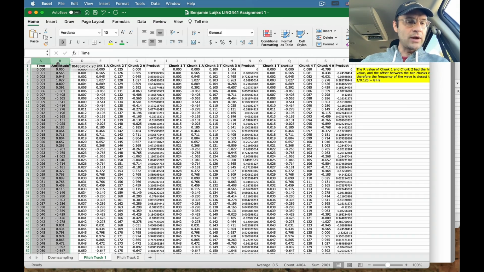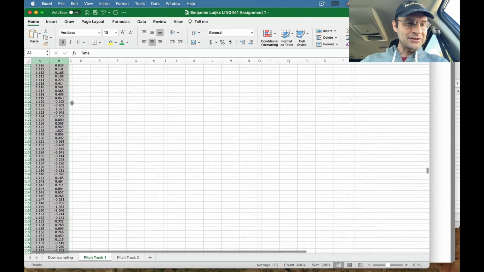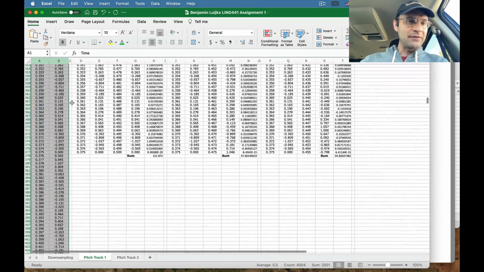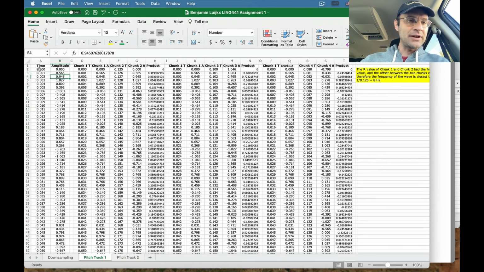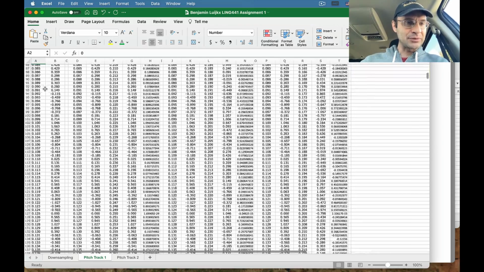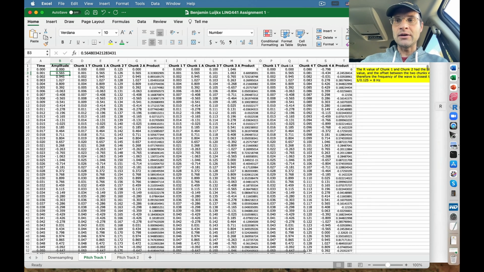So this is the original waveform for pitch track number 1. It's in digital format. It's been digitized, and it's 2 seconds long. So basically we have these individual time points, and they each correspond to a different amplitude value as we go through the wave here. It's sampled at 1,000 hertz, so there's 1,000 samples per second. There's one every millisecond, and each millisecond corresponds to a different amplitude value.